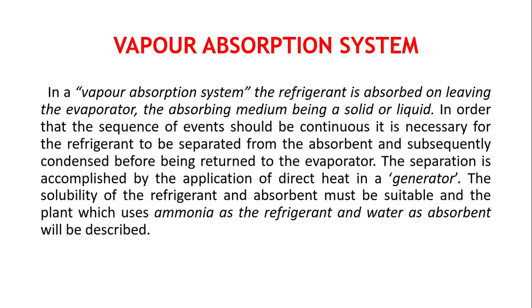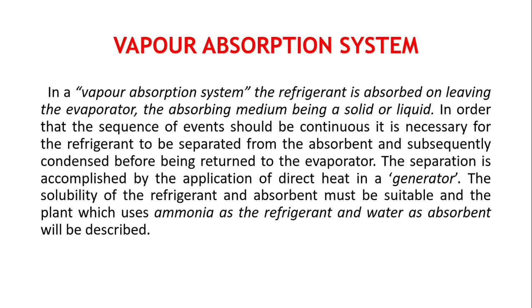In this vapor absorption system, the refrigerant is absorbed on leaving the evaporator, the absorbing medium being a solid or liquid. The refrigerant which passes through the evaporator is absorbed by a solid or liquid, which we call an absorbent. In order that the sequence of events should be continuous, it is necessary for the refrigerant to be separated from the absorbent and subsequently condensed before being returned to the evaporator. This sequence should be continuously done.